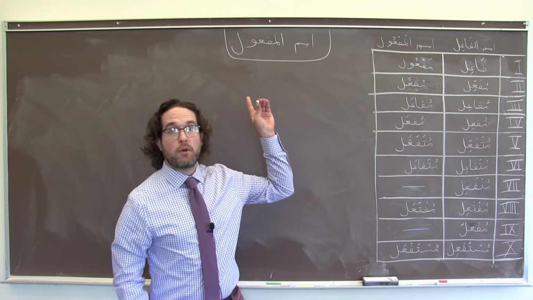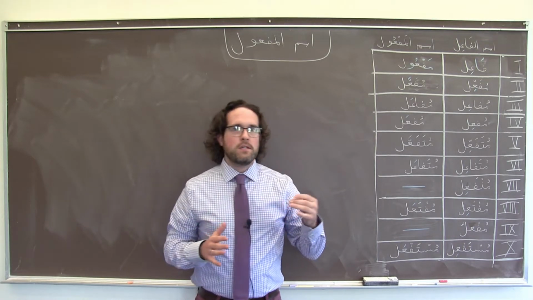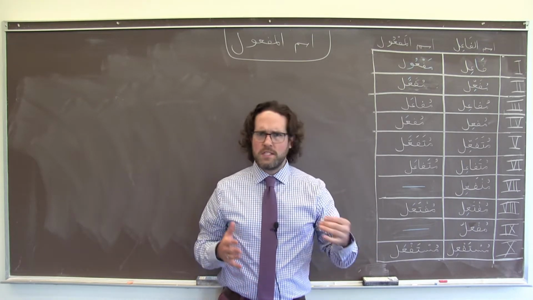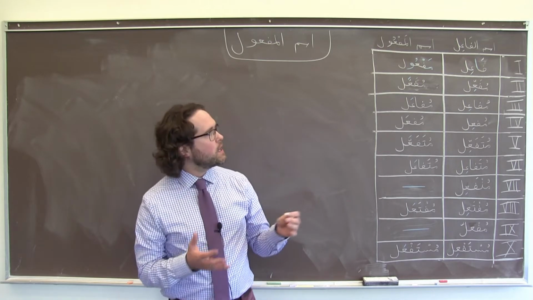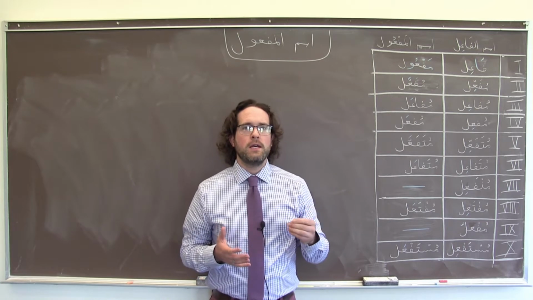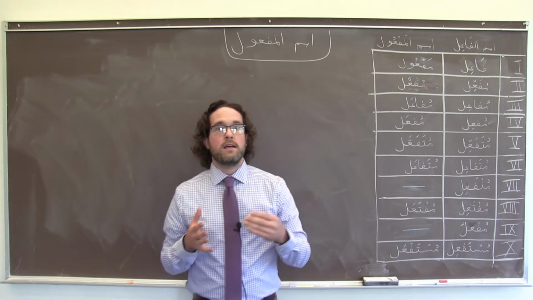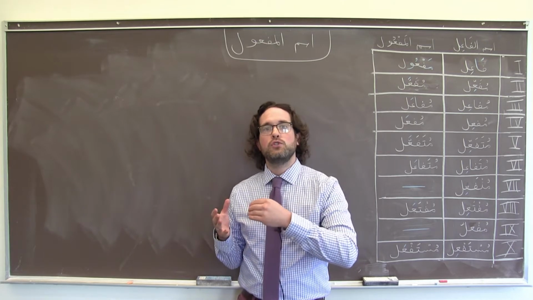Right now we're going to talk about passive participles in Arabic, what we call in the language ism al-maf'ul. A passive participle is sort of the opposite of an active participle. When we say a passive participle, we mean a word derived from a verb that is the person or thing that the verb is being done to.